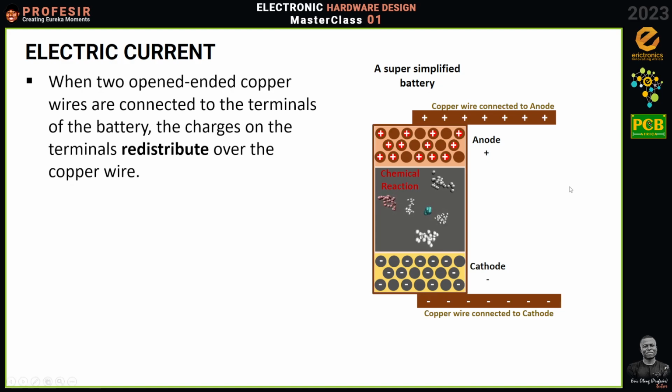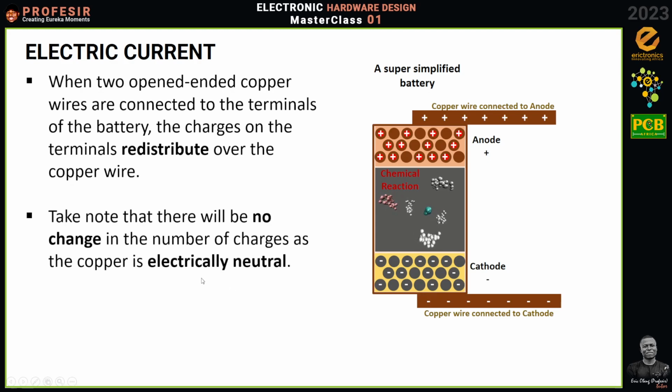Is that okay? So when we do this, what will happen is that the charges that accumulated at the positive side, remember when we put charges on a conductive surface, what happened? It redistributed and made sure that it covered the entire surface. So because this copper is actually a conducting surface, when we connect the copper to the positive side, the positive charges would redistribute over that copper. The same thing is going to happen at the negative side, okay? But there will be no change in the charge. There is still going to be charge neutrality.